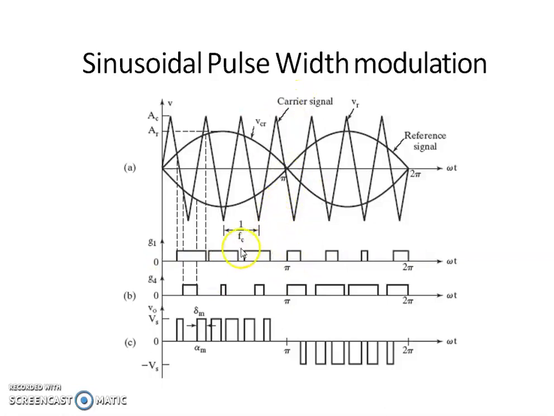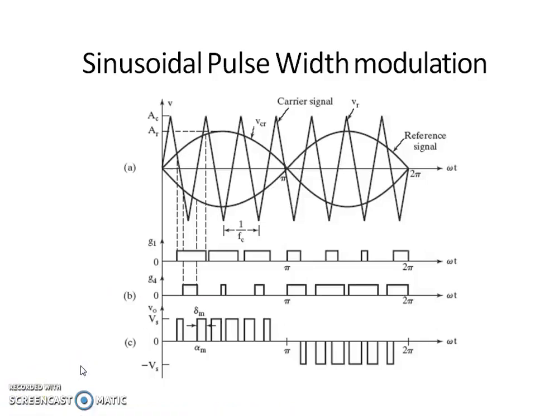Thus, we can reduce the distortion factor and lower order harmonics with the help of sinusoidal pulse width modulation. In multiple pulse width modulation, the width of the control signal is fixed, but in sinusoidal pulse width modulation, by varying the width of the gating signal, we can reduce the distortion factor and lower order harmonics.